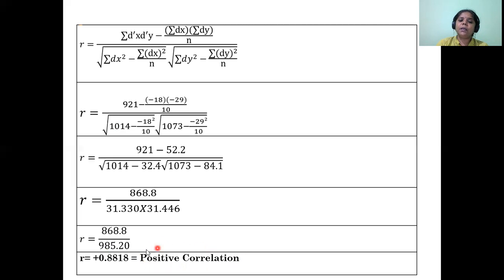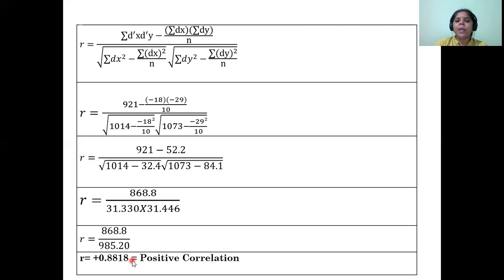Okay, students, see here. This is the formula for finding the correlation coefficient under the assumed mean method. In the assumed mean method, you have to write the formula and substitute the values you get in the table. If you substitute step by step, you will get the value of plus 0.8818. If you do not get a minus sign, it will be a plus sign. It is called positive correlation.